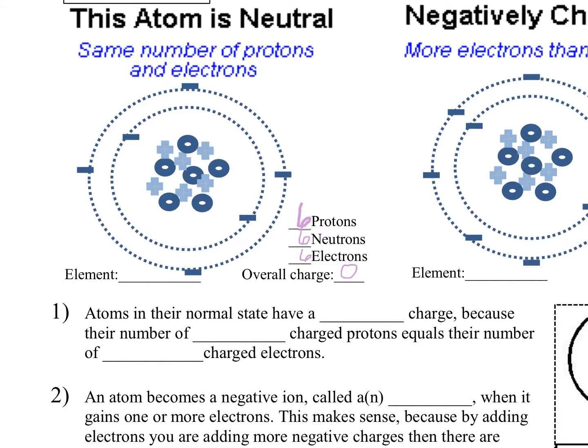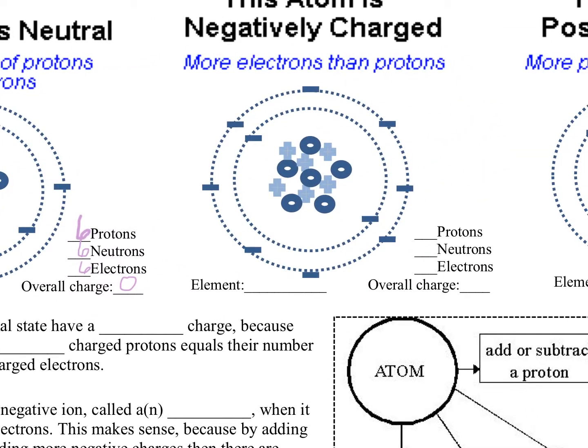But the element, how would I determine the element? From the protons. If I have 6 protons, I have carbon. So we look at the next one. The next one has 6 protons, 6 neutrons, and 1, 2, 3, 4, 5, 6, 7, 8, 9, 10 electrons. 6, 6, and 10. So my overall charge, I have 6 positives and 10 negatives. Overall, I have negative 4. Now to identify my element, I look at my protons, I have 6, it's still carbon.